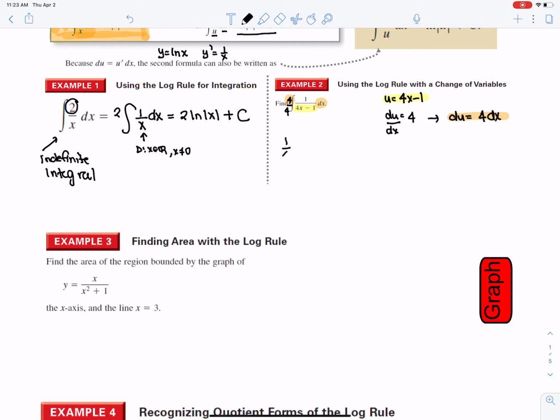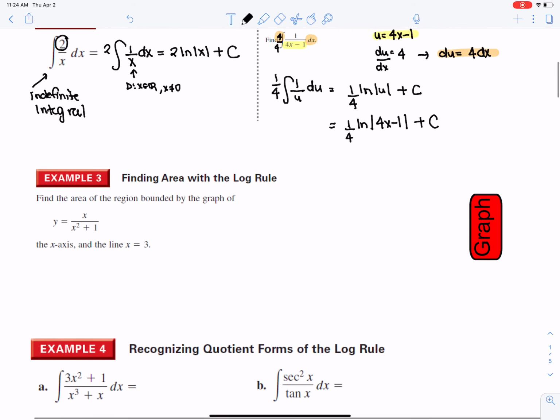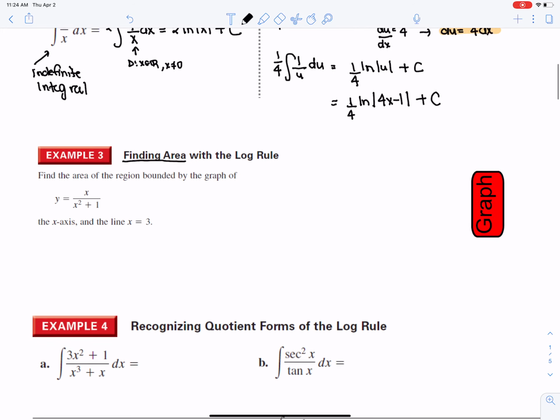So there's this 1/4 left on the outside. My integral will become 1 over u, and then du. So the integral of 1 over u is ln of absolute value of u. My 1/4 gets carried forward on the outside, plus my arbitrary constant I add on. Now, again, you have to remember my original question was in x's, so I need to make sure my answer has x's in it. My u is equal to 4x minus 1, so I sub that back in, and there's my answer.